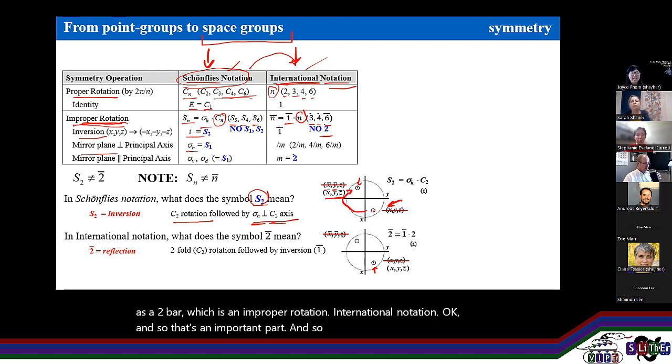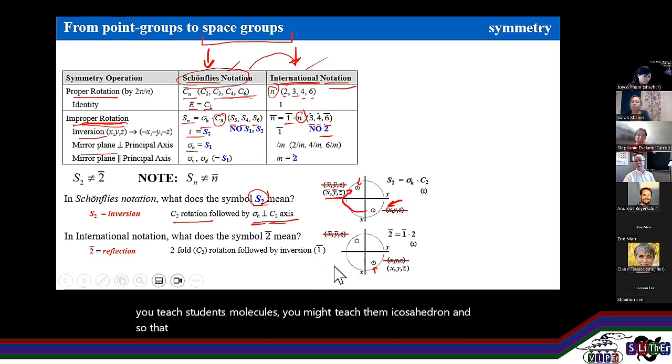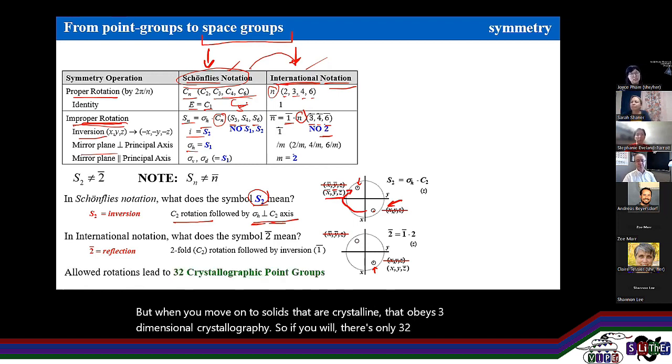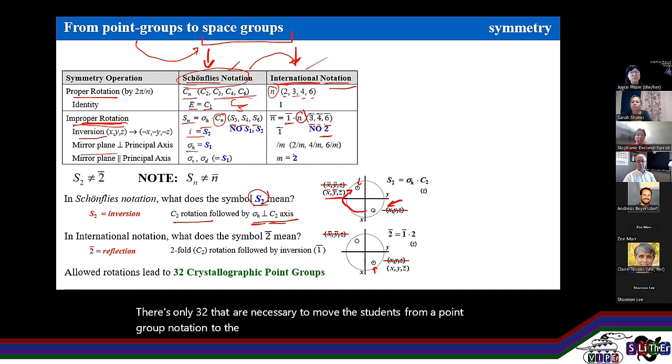And so S N, whatever the rotation order N, is not the same as N bar. When you teach students molecules, you might teach them the icosahedron, which would include a C5, for instance. But when you move on to crystalline solids, which obey three-dimensional crystallography, there are only 32 allowed crystallographic point groups. Of all the point groups you can teach the students, there are only 32 that are necessary to move the students from point group notation to the space group notation in solids. I'm going to try and illustrate that a little bit.